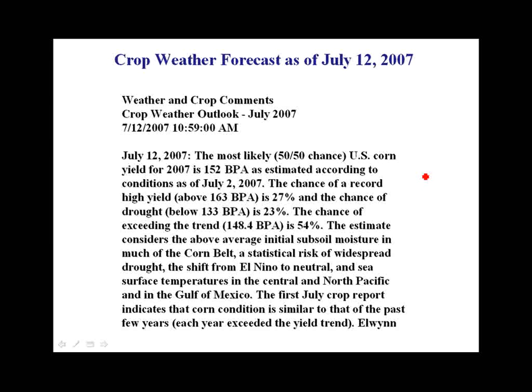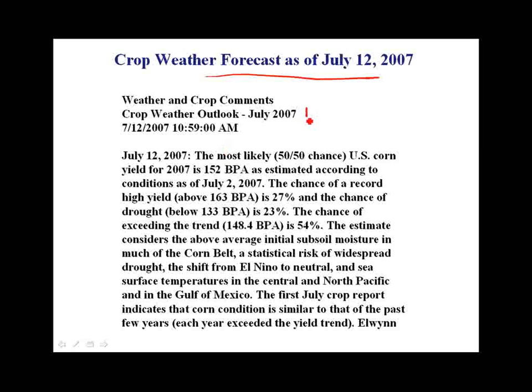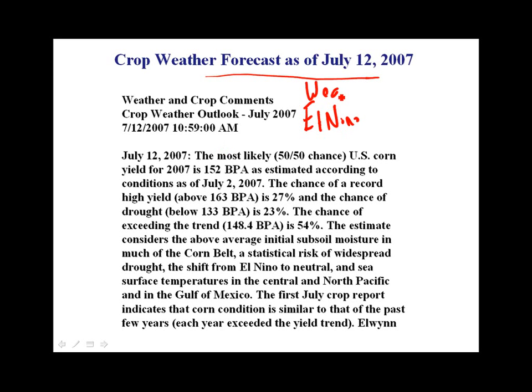And I thought this would be kind of interesting just to throw in. Elwyn Taylor, who is an extension climatologist at Iowa State University, has these crop weather forecasts, and I pulled this from last year. And just some notes here. Last year we were transitioning from a weak El Nino to a weak La Nina. And in terms of the PDO, we're in the cold phase.